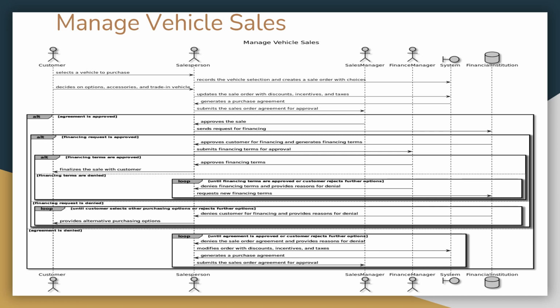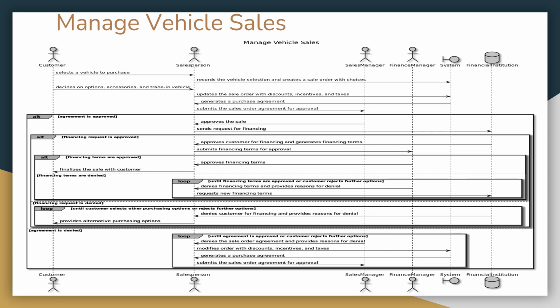After that, the salesperson updates the sales order with discounts and taxes in the system. The system then generates a purchase agreement and sends it back to the salesperson. The salesperson then submits the sales order agreement for approval to the sales manager. At this point, there are two possible outcomes. Either the agreement is approved or denied by the sales manager. This is shown by the alt frame labeled agreement is approved on the diagram.